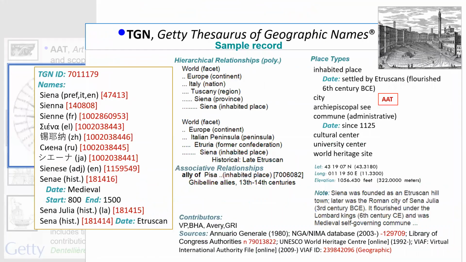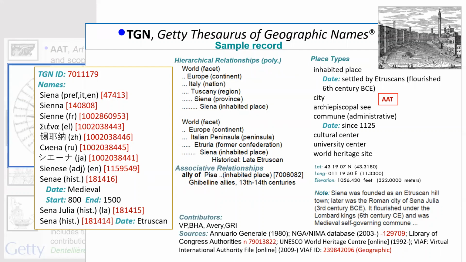And here's a full record for the end user in TGN. You see again on the left the ID for the record. Each name has an ID, and there may be dates associated with it. Siena is a medieval name used during that period indicated. In the center column, we have relationships. In this case, the polyhierarchy is represented with Siena as part of modern Italy, and Siena as part of the ancient confederation of Etruria, and there may be dates associated with these relationships as well. There's an associative relationship. It was an ally of Pisa in the medieval period.